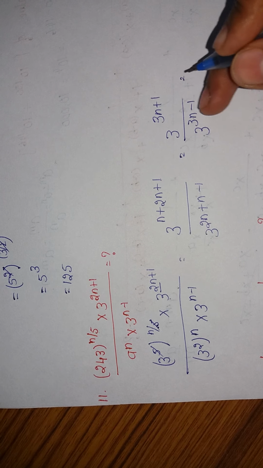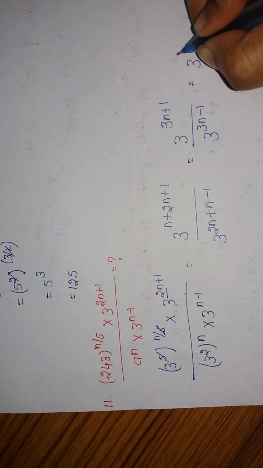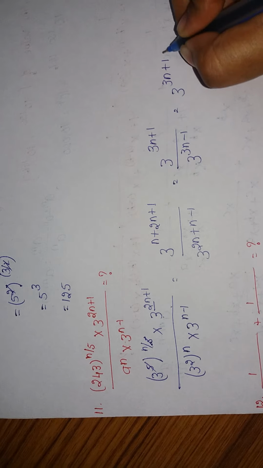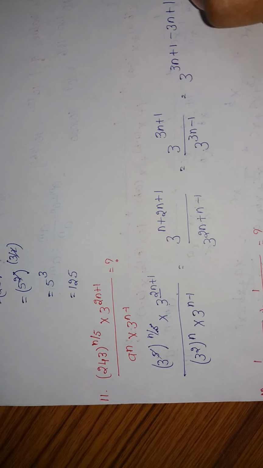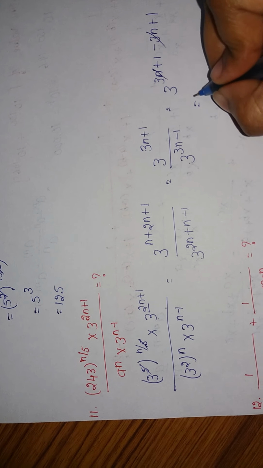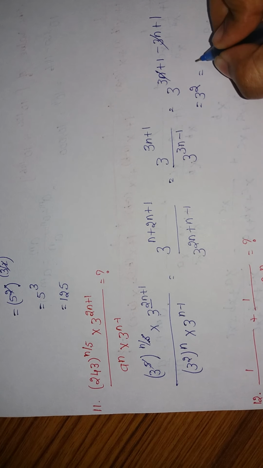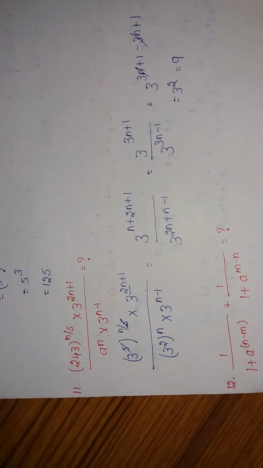So a power of m by a power of n is a power of m minus n. 3n plus 1 minus 3n plus 1. So 3n gets cancelled. Answer is 3 square. 3 square means the value is 9.